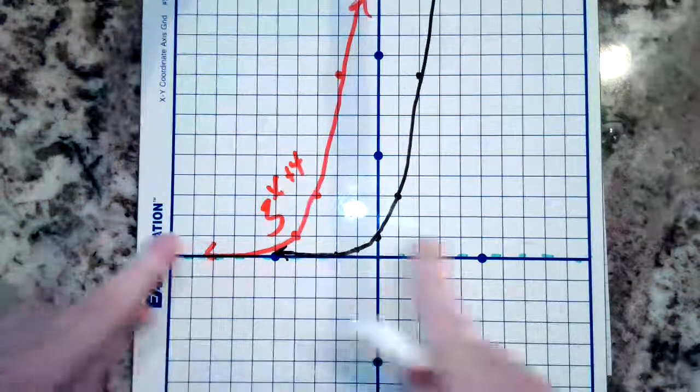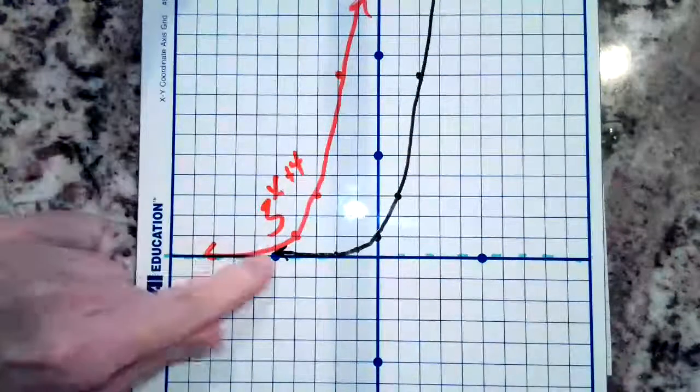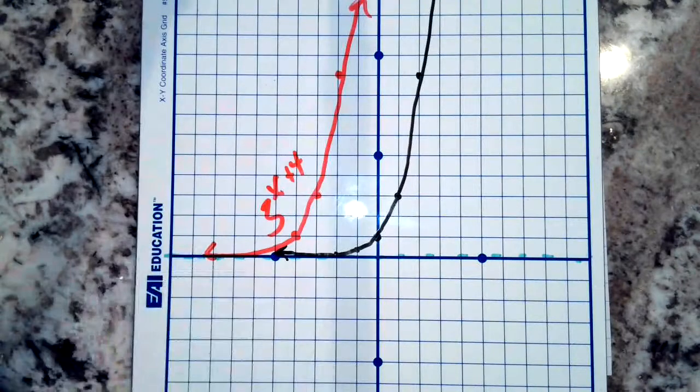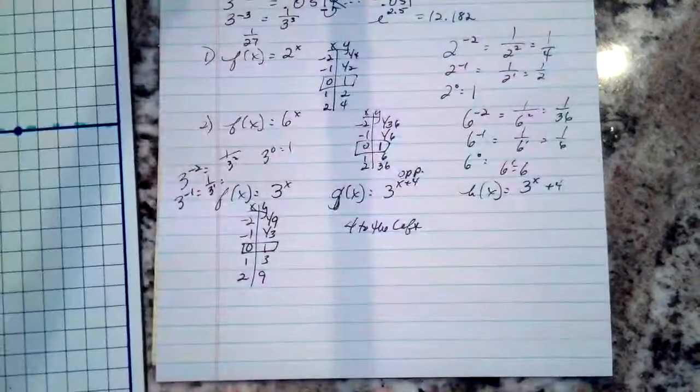Domain will be all of the x-axis. Range, this red one didn't start any sooner than the black one, so it'll start at 0 and go on up to infinity. Same domain and range as the previous. Okay, let's do our last one here.